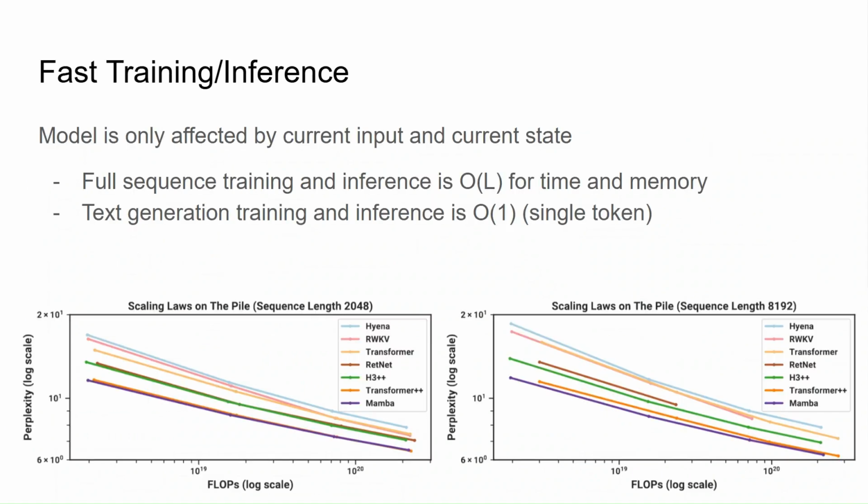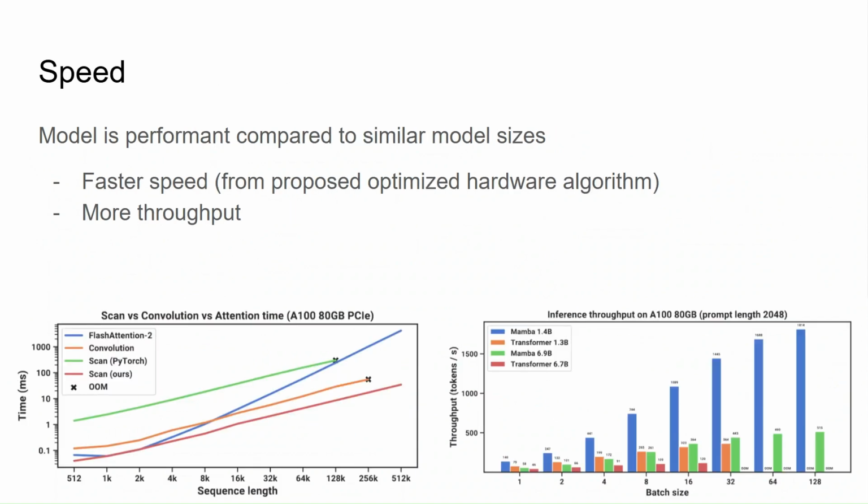Also, Mamba is good at fast training. We've already known that it is O(L) for time and memory for full sequence training. But I want to mention that text generation is O(1) for a single token. And these two graphs clearly show that Mamba is basically the best among all other models.